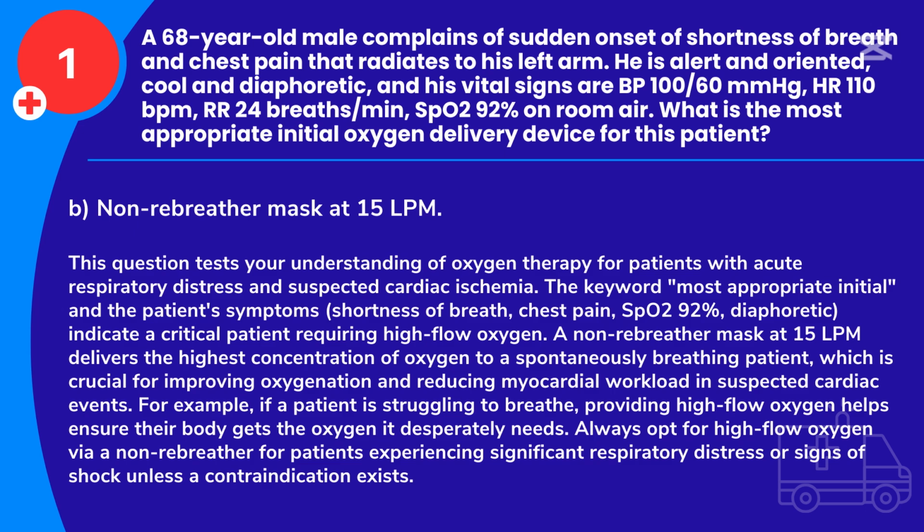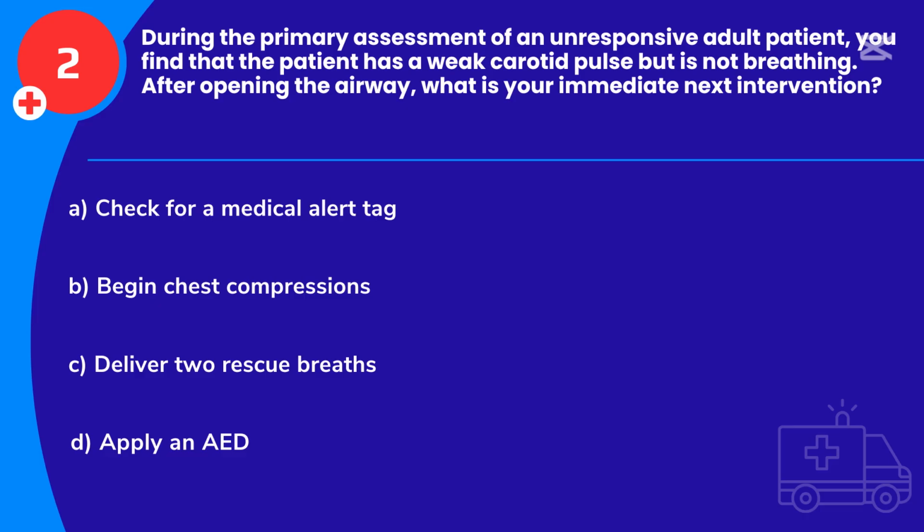For example, if a patient is struggling to breathe, providing high-flow oxygen helps ensure their body gets the oxygen it desperately needs. Always opt for high-flow oxygen via a non-rebreather for patients experiencing significant respiratory distress or signs of shock unless a contraindication exists. Question 2.